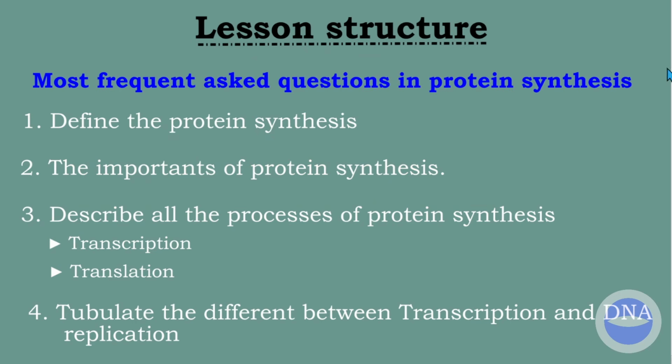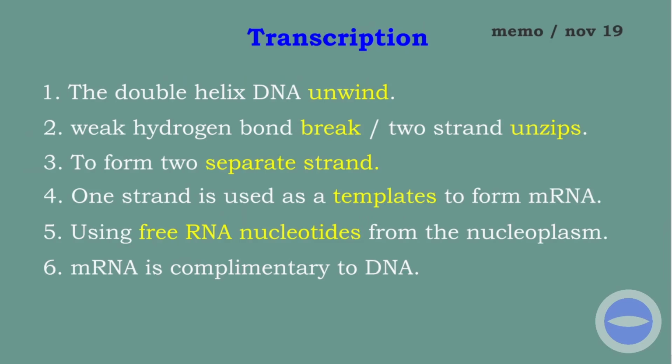So let's go to number 3. Number 3, describe all the processes of protein synthesis. We've got transcription, and we've got translation. Transcription takes place in the nucleus of a cell. To explain, this is the transcription. I got this information from a memo, one of the question paper guidelines, which was written in November 2019, paper 2. So this is the information.